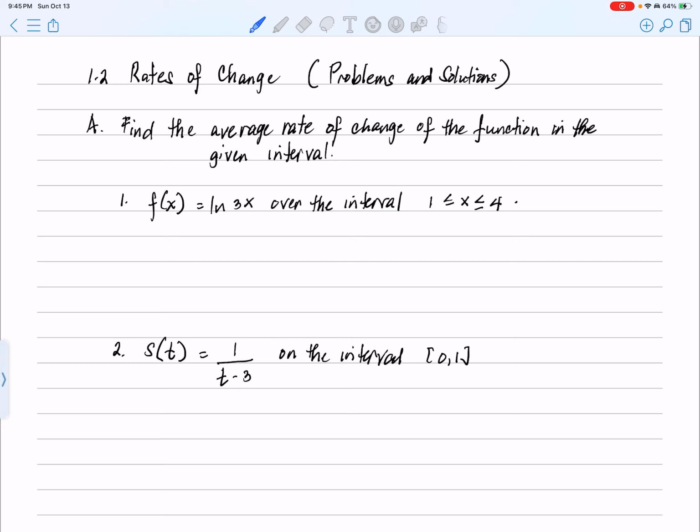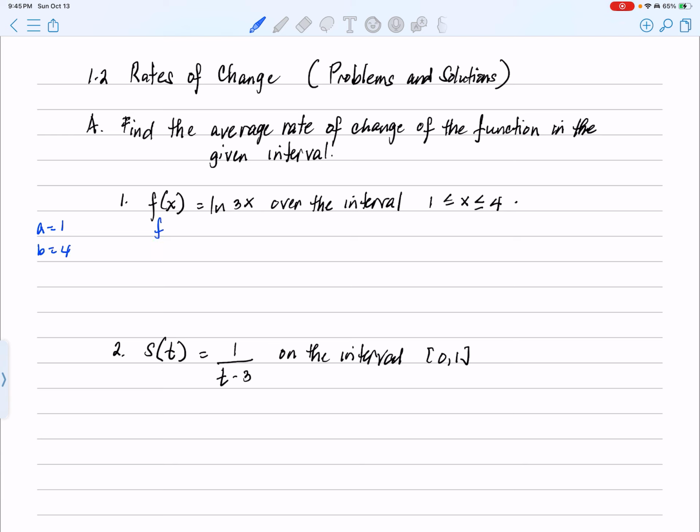For number 1, we have the function f of x equals the natural logarithm of 3x over the interval from 1 to 4. We're going to do more on natural logarithm in our incoming units. So for now, we're going to find it using the natural logarithm given in the problem. We have the interval of 1 to 4, so I could make a equals 1 and b as 4.